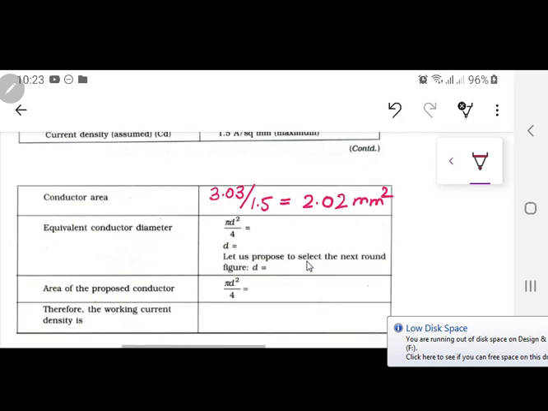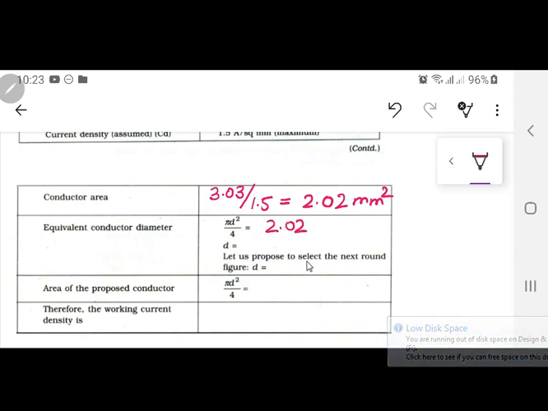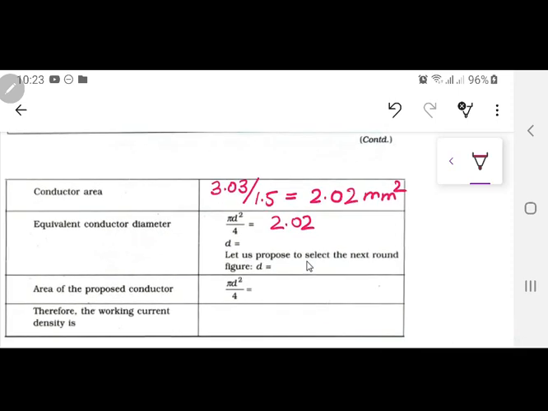The equivalent conductor diameter, pi d square by 4. Find it out. This is going to be the same 2.02. Plug this in, find out d. Give me the value of d over here. Calculate it. Please, calculators should be at your fingertips. 1.603. So this is in mm.